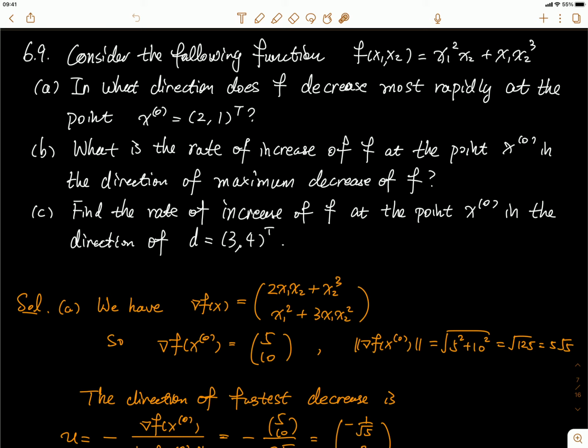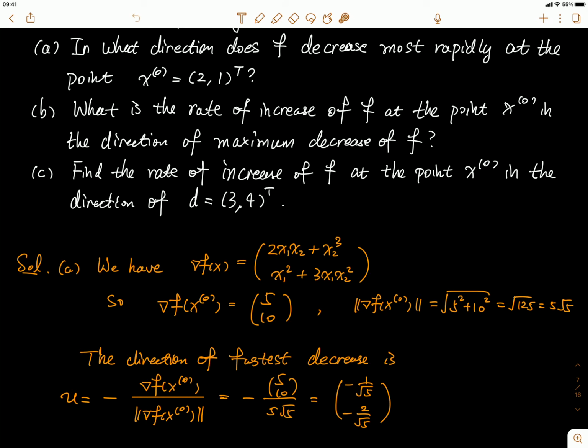Usually when we say direction, we mean a unit vector, so we don't want to introduce the magnitude. We can compute its magnitude and normalize this vector. The magnitude of this vector is just the norm, which is the square root of 5 squared plus 10 squared, and that is that.